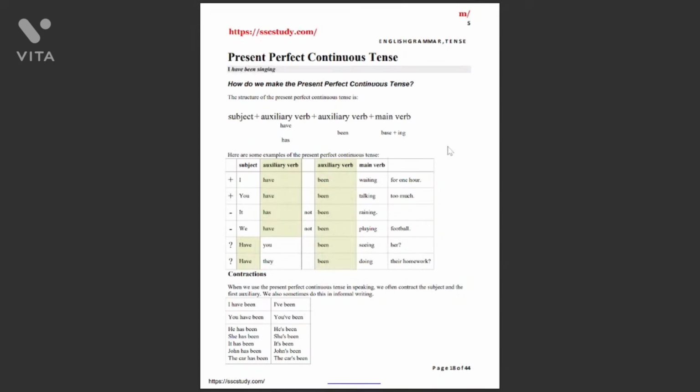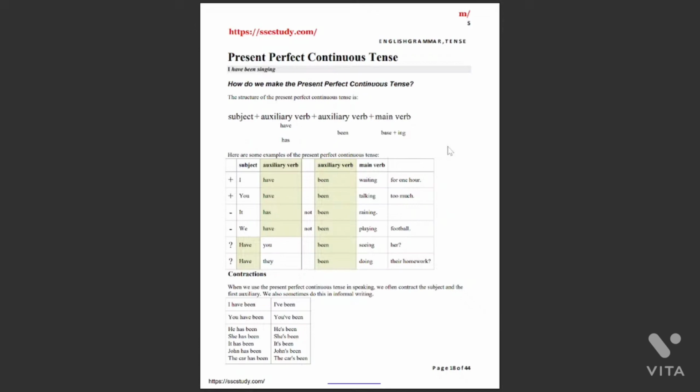So we have finished that, and let us see the present perfect continuous tense. Present perfect continuous tense is like I have been singing. The structure of the present perfect continuous tense is: subject, plus auxiliary verb have or has, and auxiliary verb been. We have two here, plus the main verb, the base word plus the ing formation.